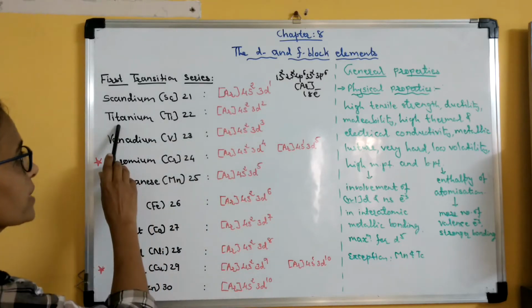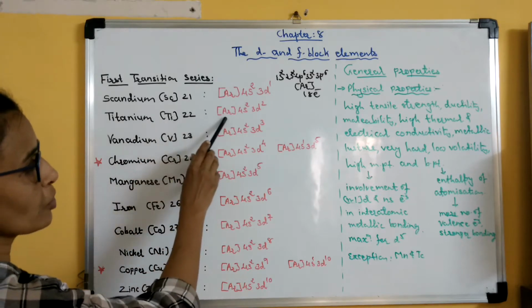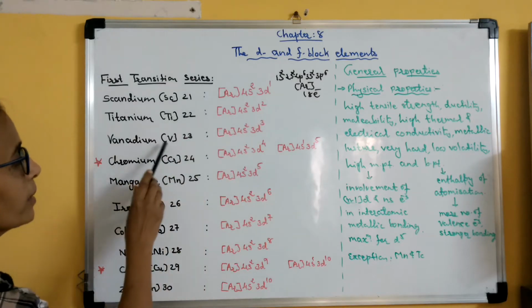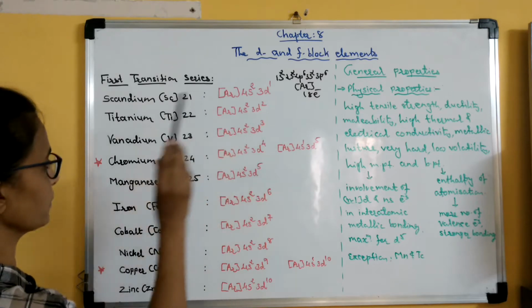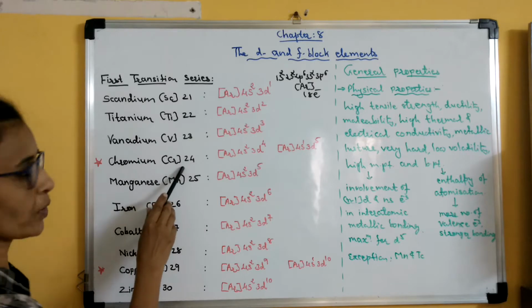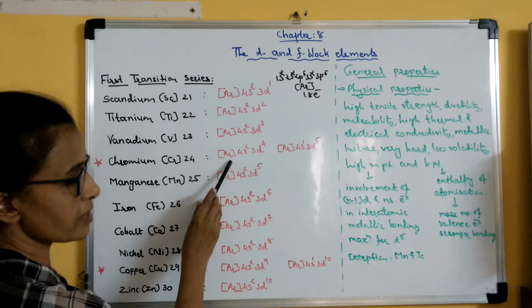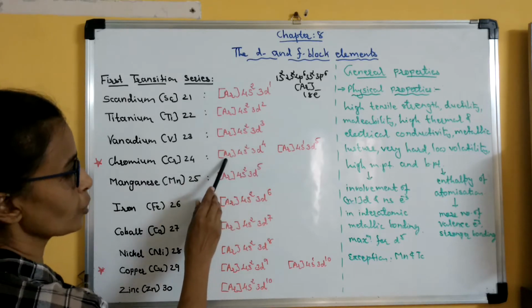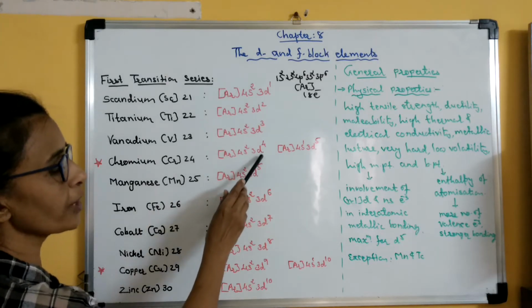Clear? Then next element is titanium, Ti, atomic number 22. So configuration is argon 4s2 3d2. Vanadium, V23, it is argon 4s2 3d3. Chromium, Cr, atomic number is 24. Expected configuration after vanadium is this. Electrons will progressively enter 3d orbital. So the configuration of chromium should be argon 4s2 3d4.